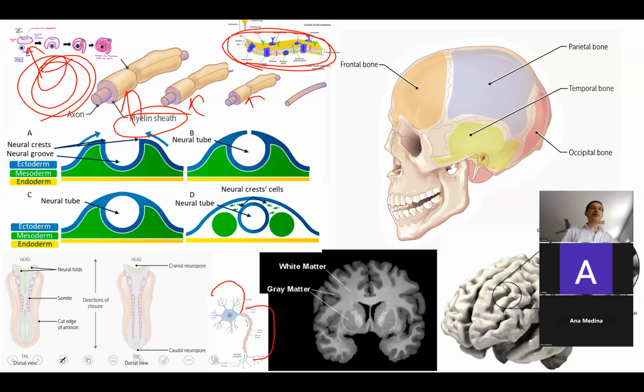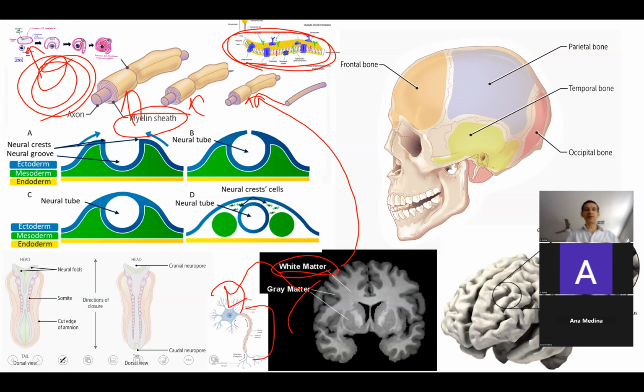The myelin sheath is a very fat-rich area, and I want to remind you to remember it by thinking of a steak. The fatty areas of the steak are white, and so the white matter is the myelinated axons within the brain or the spinal cord. And the gray matter is nothing but your cell bodies.